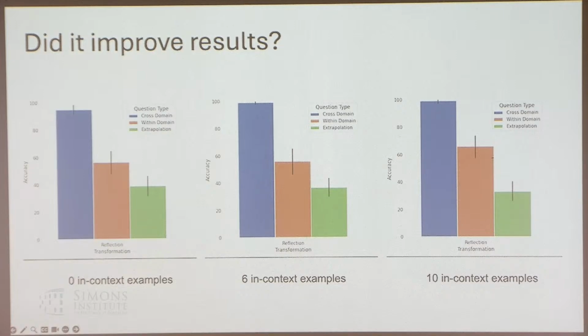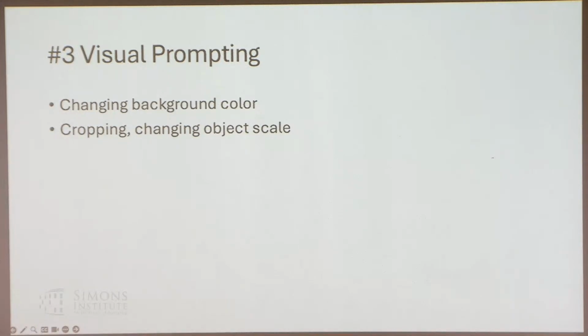Finally, we also tried visual prompting. So we tried changing the background color of the objects. We tried cropping and changing the object scale. And again, we don't see any improvement. We haven't given up, though, because I think there are so many more ways you can probe models and look for ways to improve performance. And reporting null results probably requires a bigger burden of proof in some sense.